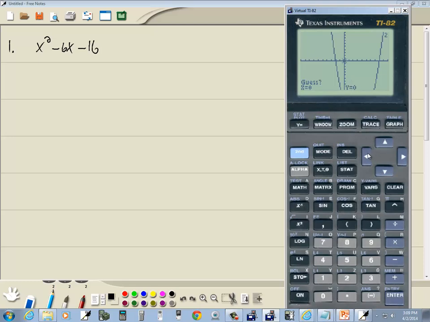Now for our guess, I want to move my cursor over close to the one I'm trying to find. I'm trying to find this one right here. It looks like -2. So I'm going to do my left arrow key and move my flashing cursor over close to that one. And then press enter. Now it comes back and tells us x equals -2.